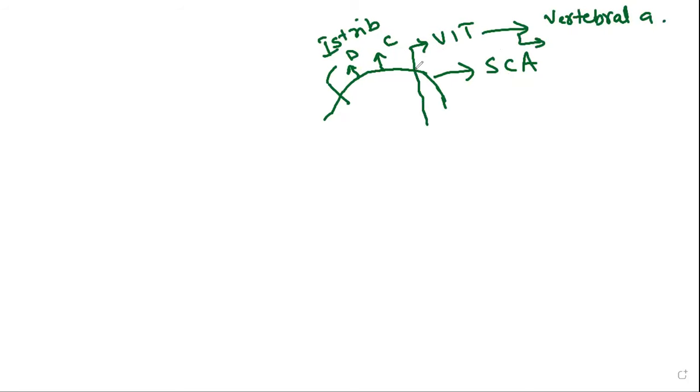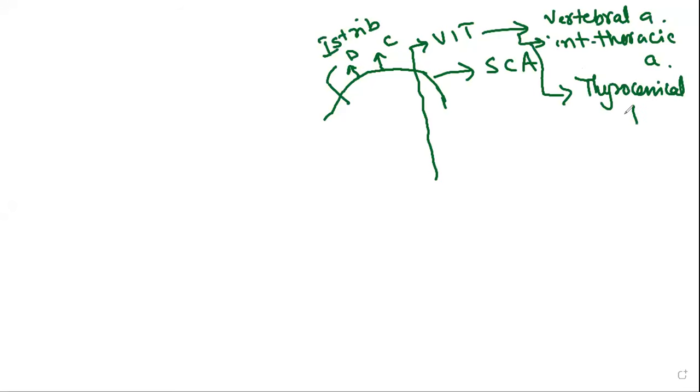It will go downward like this. Internal thoracic artery or internal mammary artery. So this is your internal thoracic artery. Bata deta hun, don't worry. Okay, and T is your thyrocervical trunk. Thyrocervical trunk. Okay. C is your costocervical trunk.